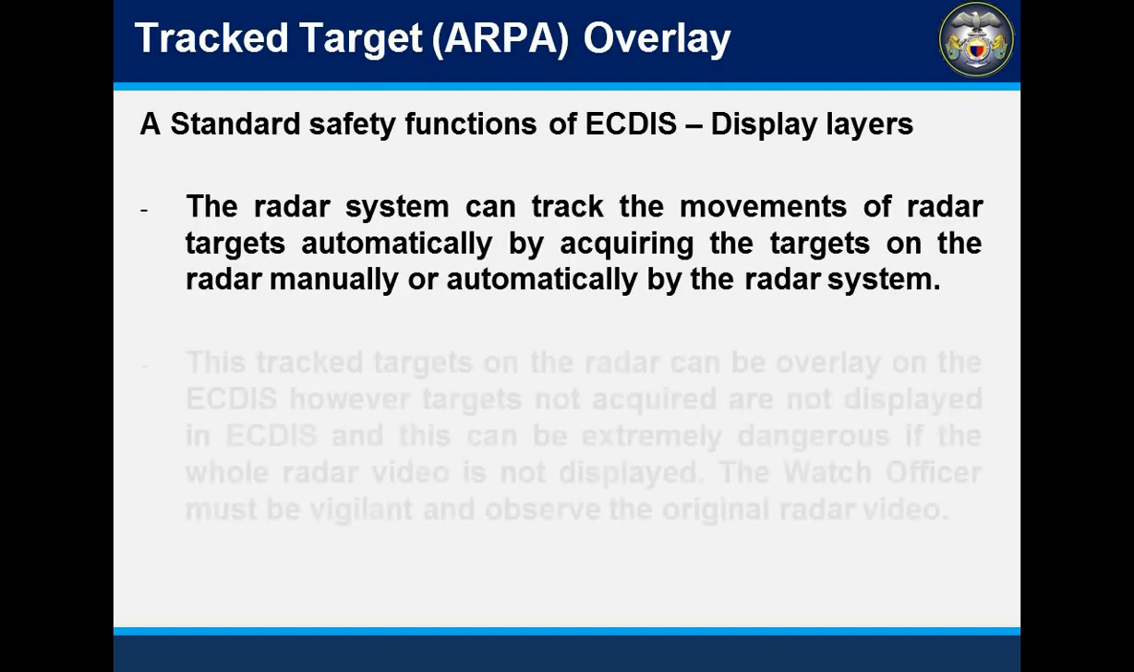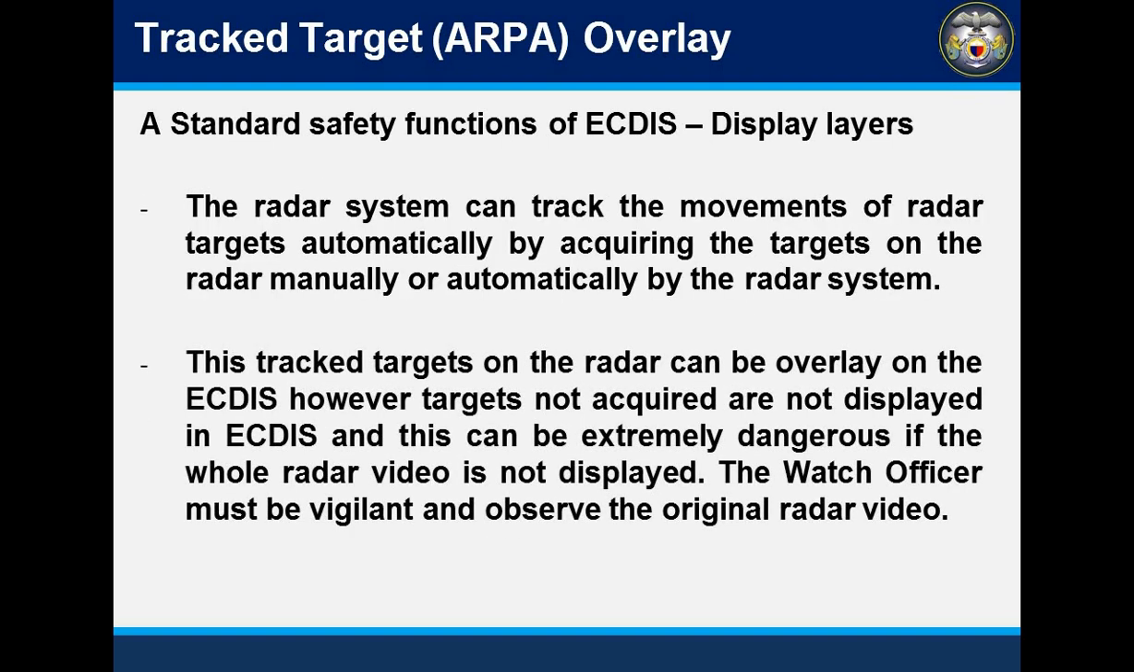Okay? So, the radar system can track the movement of the radar target automatically by acquiring the targets on the radar manually or automatically by the radar system. So, pwedeng bantayan ng ating radar system yung target na nakikita natin sa ARPA radar. Kaya lang, it must be manually or automatically tracked. I-activate mo muna, i-acquire mo muna. Now, these tracked targets on the radar can be overlaid also in the ECDIS. Makikita rin siya. However, targets not acquired are not displayed. So, yung hindi mo in-acquire, hindi madi-display yon.